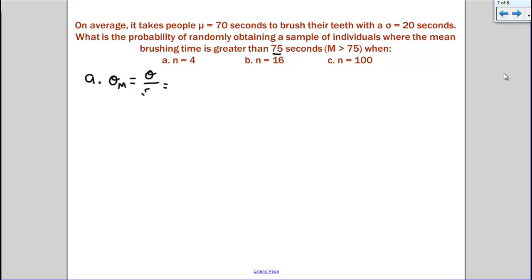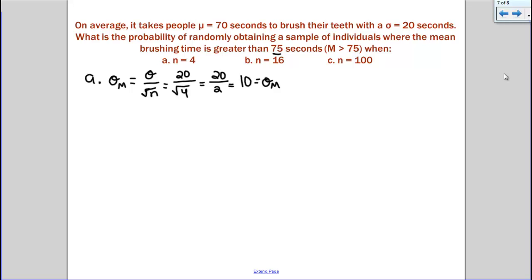Whoops, I stuck 4 in there. Let's go ahead and start with symbols and then start putting numbers into it. Standard deviation is 20. 4 is our sample size in part A. This becomes 20 divided by 2. We have a standard error of 10. So for any given sample size of 4 people, we would expect that their sample mean would be within 10 seconds of our population mean of 70.